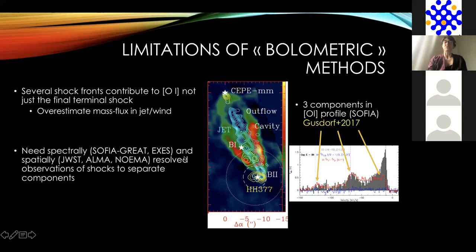So it's going to be very important to use at the same time spectrally and spatially resolved observations if we want to use these bolometric methods. And yeah, we cannot just lump it all together.